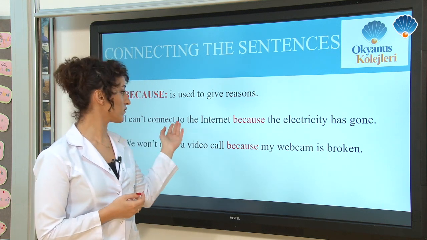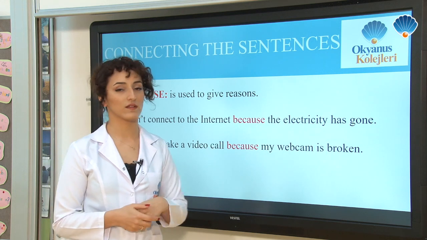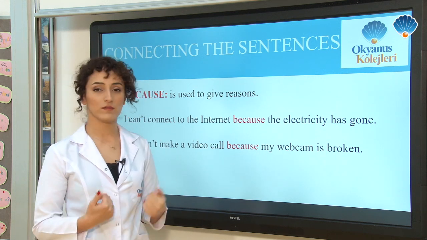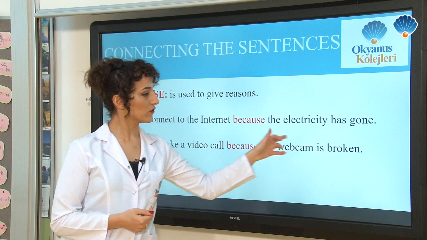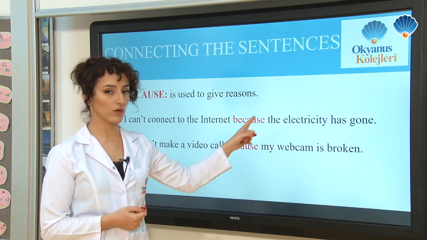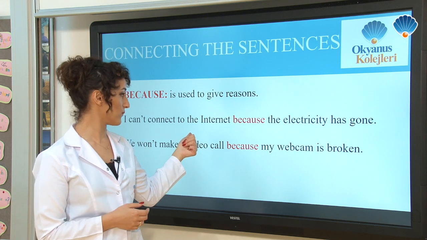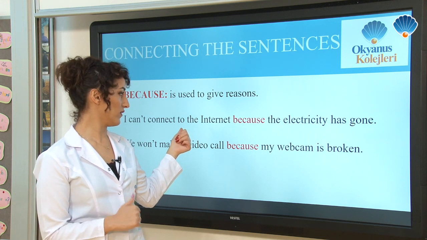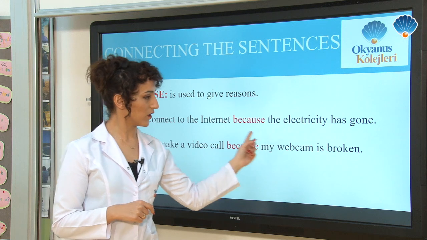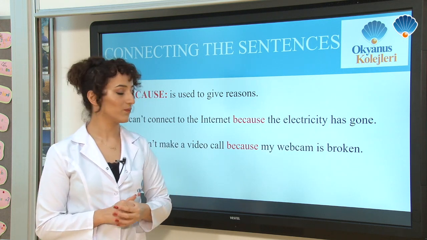I can't connect to the internet because the electricity has gone. What is my reason here? The electricity has gone. Because of this, I can't connect to the internet. This is my result. Why can't I connect to the internet? Because the electricity has gone.